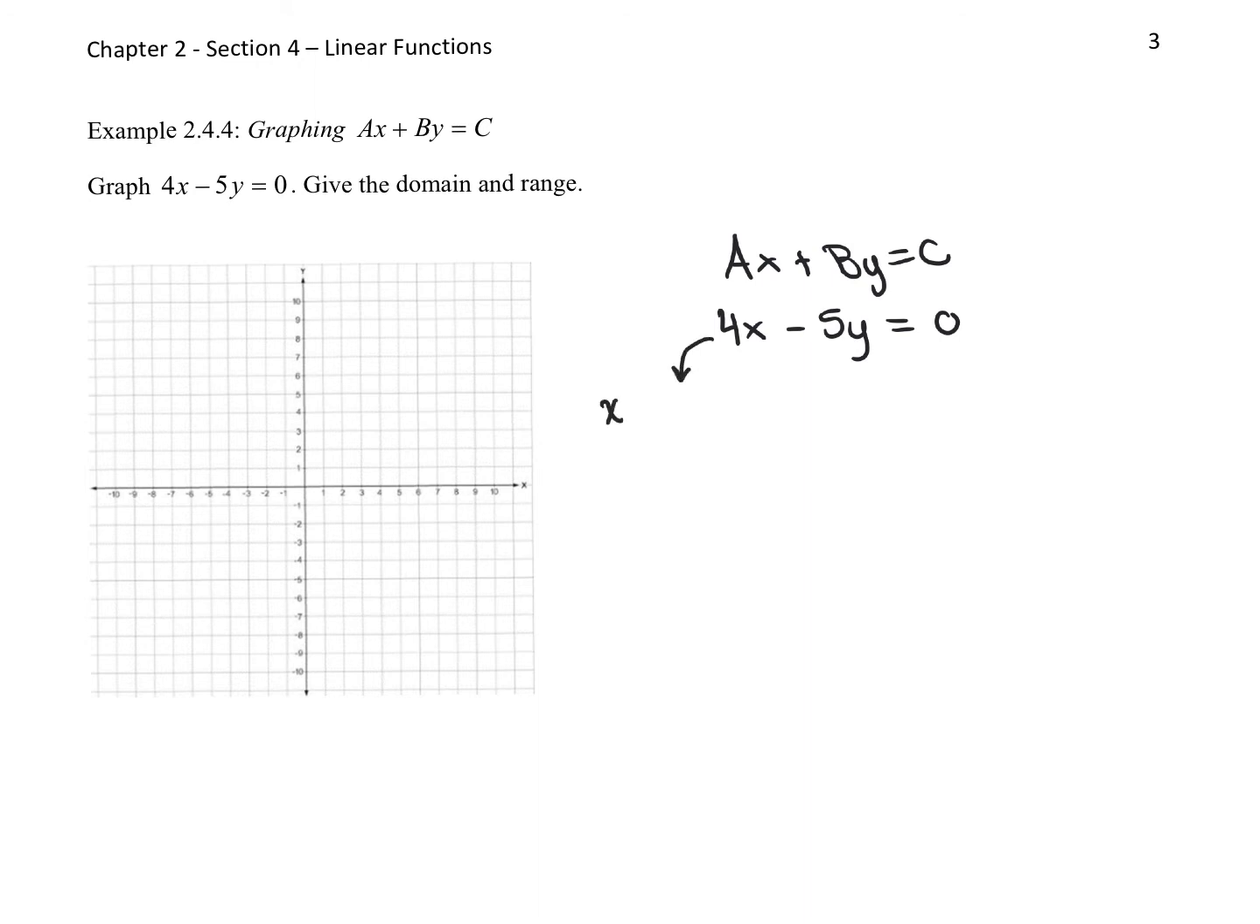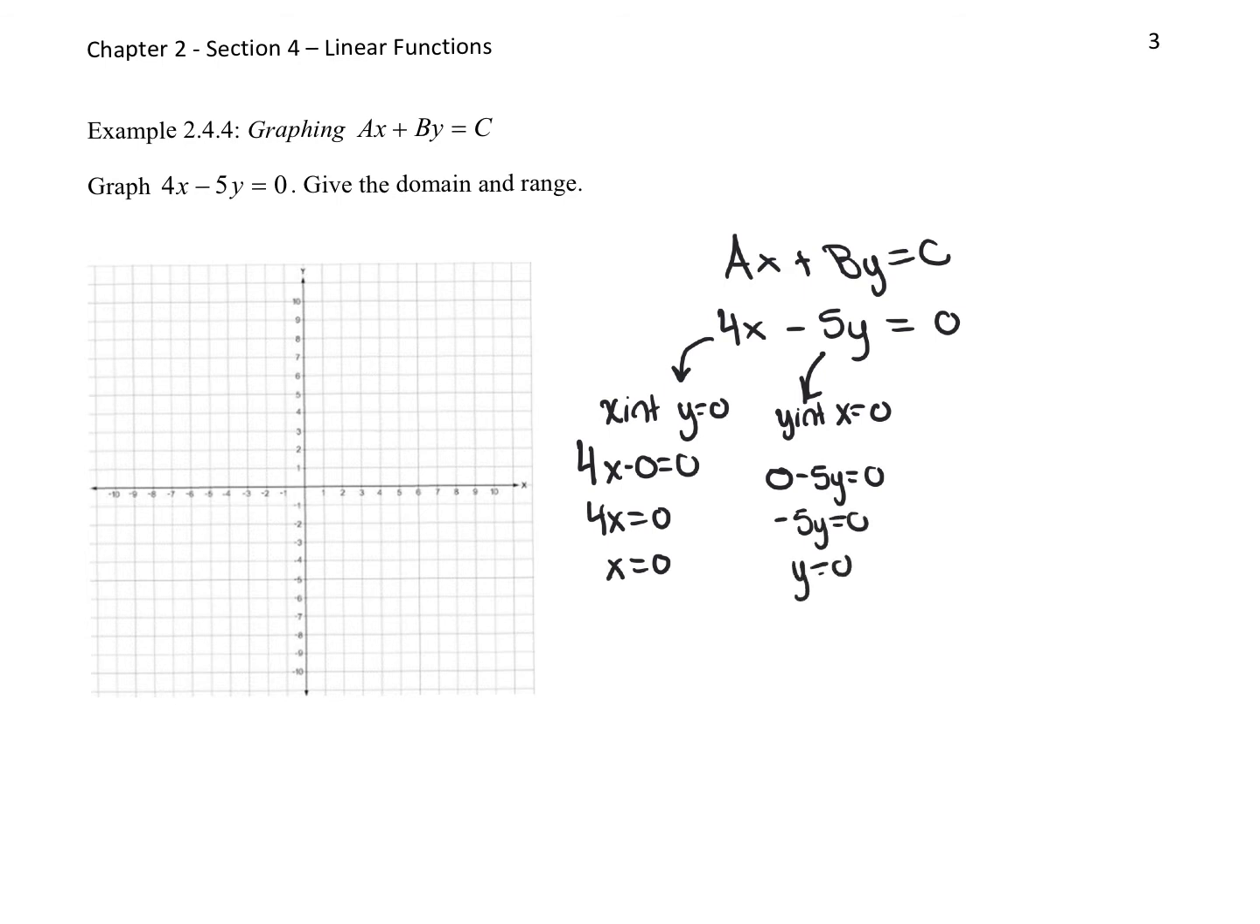To find an x-intercept, you let y equal 0. So if I plug a 0 in for my y, the y goes away. I get 4x minus 0 equals 0, which is just 4x equals 0. So x equals 0, which means my y-intercept is going to be the same thing. If I want to find a y-intercept, you let x be 0. So I'm going to get 0 minus 5y equals 0. Negative 5y equals 0. You're going to get y equals 0. So my x and y-intercept are both 0, 0. That didn't help me too much because I need 2 dots to graph a line.